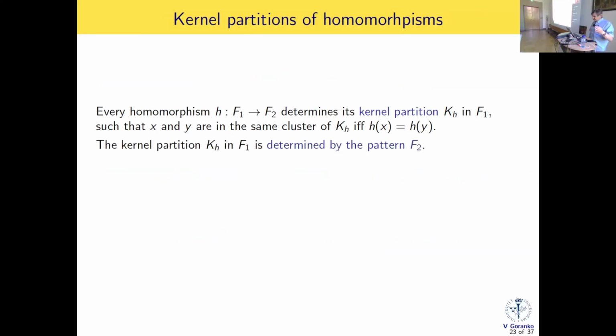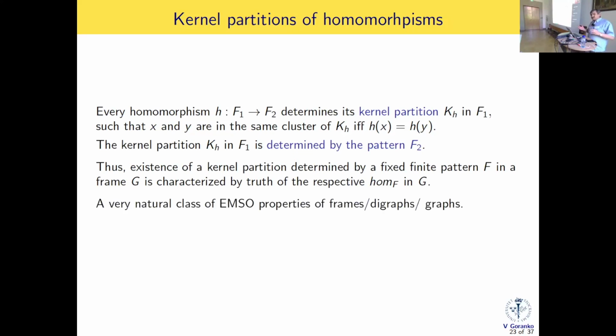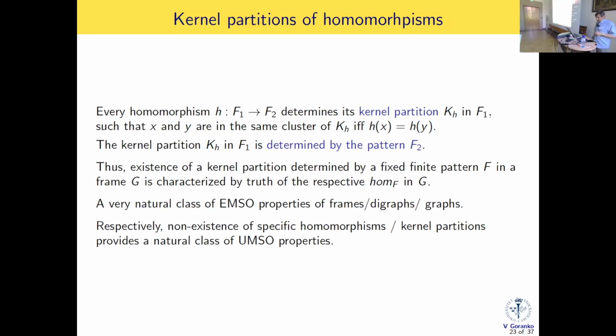And it's a kind of universal property, nothing to do with graphs specifically. So existence of a kernel partition, which is determined by a fixed finite pattern, is characterized by such a sentence. That basically tells us that this is a natural class of potential EMSO properties that we might be interested in to characterize the almost sure probabilities.